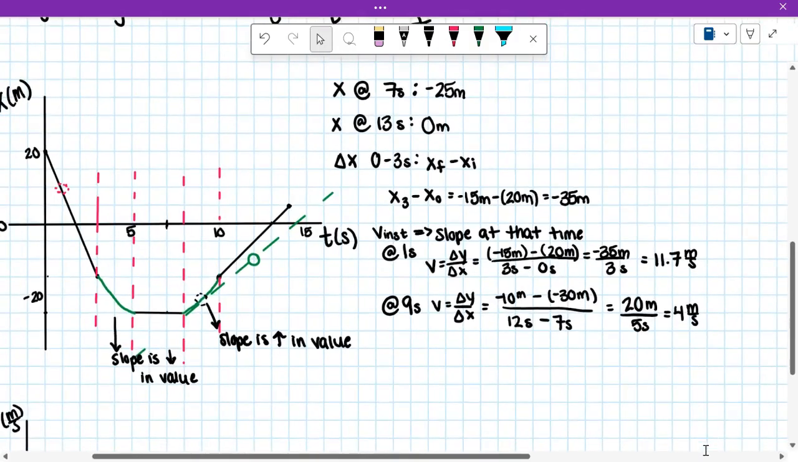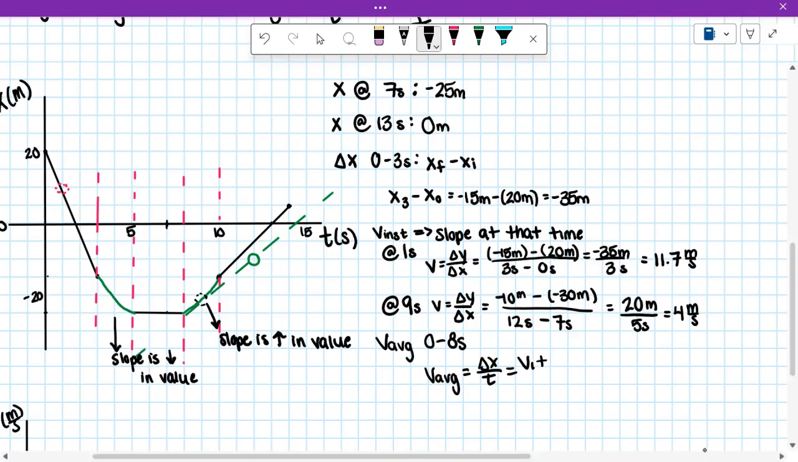Now, the other thing I might ask you to find is the average velocity. For instance, I might ask you to find the average velocity from 0 to 8 seconds. There, that'll make it a little bit easier. So we know that the average velocity is change in position over time. I can find the actual average between two velocities, but that doesn't really play a role in this type of graph. I'm really just going to look at change in position over time.